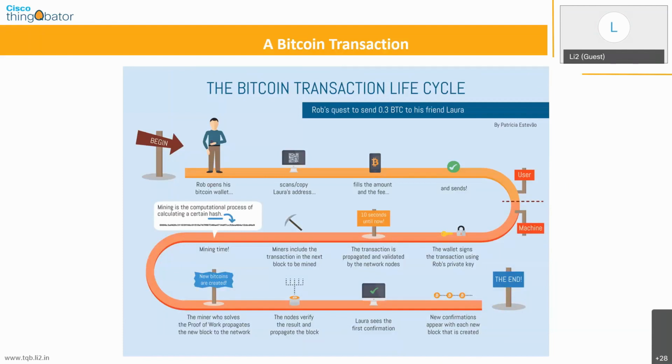Now let's try to understand what's happening in this particular infographic. Here we have two individuals, Rob and Laura, and Rob is trying to send, say, 0.3 BTC. BTC is a unit for Bitcoin. So 0.3 Bitcoins is being sent by Rob to Laura. The first thing that both Rob and Laura have to do is go ahead and create a Bitcoin wallet.